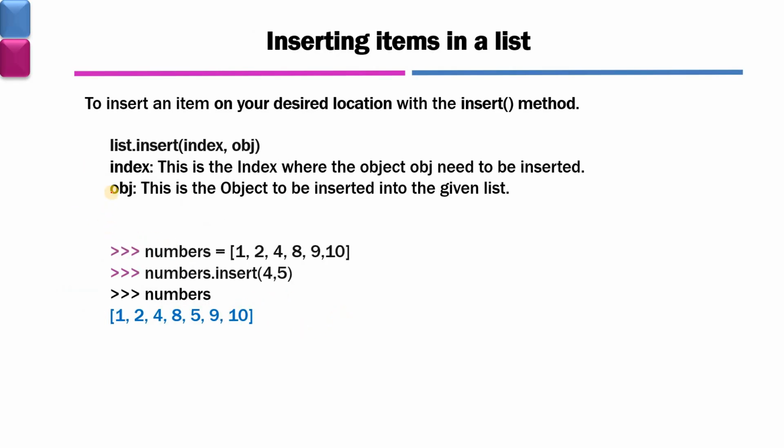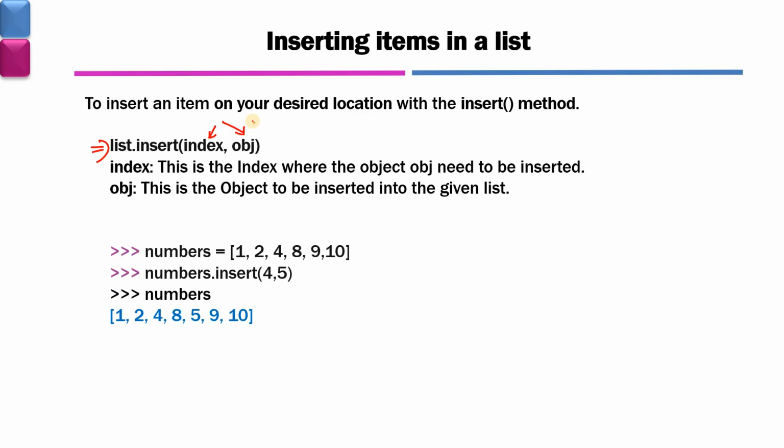This is also very simple. Just use the insert method. So list.insert. Within brackets I will write index comma object. Index means where I want to insert, and object is whatever you want to insert.